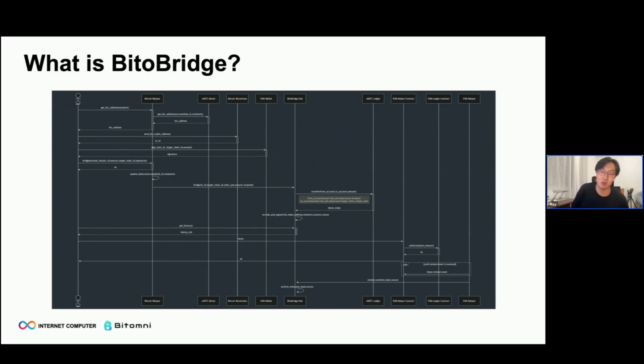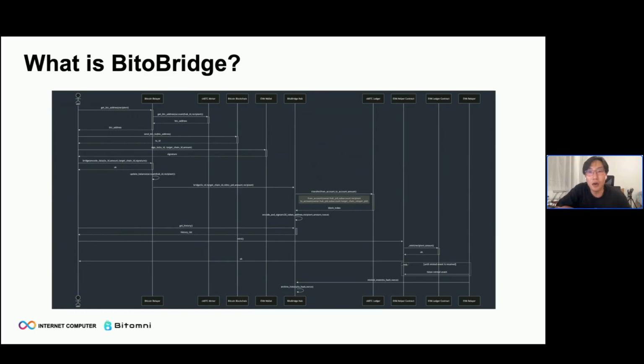So before writing code, we will design our overall architecture, and after that, we will have several sequence diagrams. For BitoBridge, we actually have at least five or six sequence diagrams. I put one of those here as an example. This one is a sequence diagram for bridging tokens from the Bitcoin blockchain to EVM blockchains.